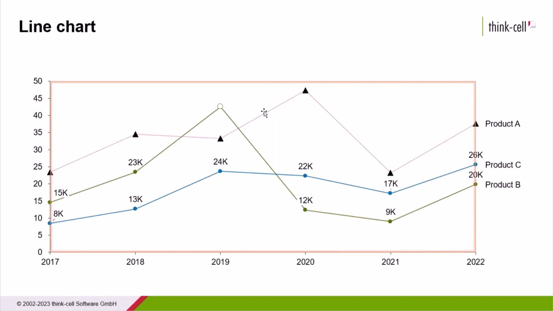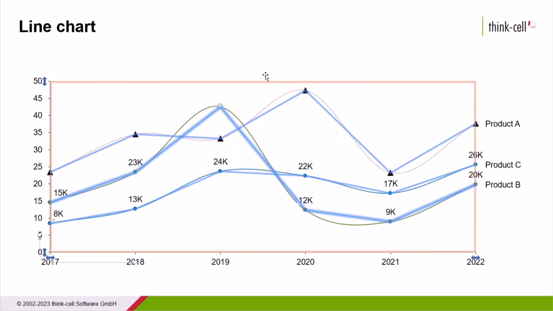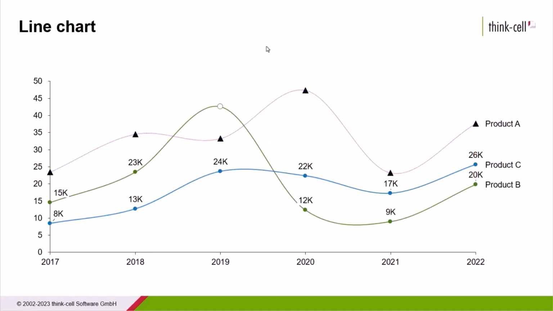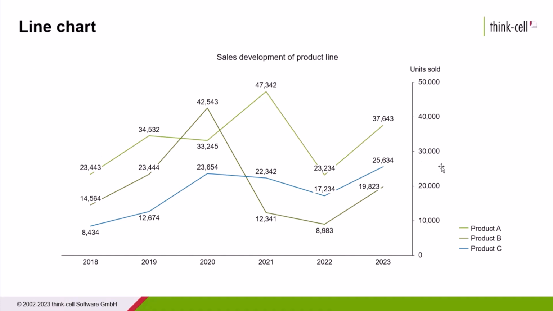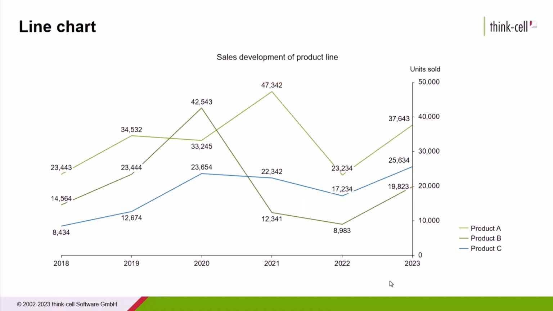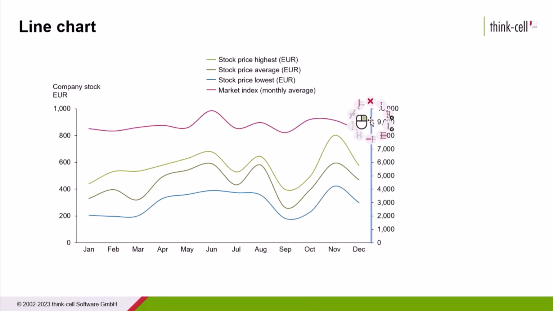If you prefer a smoother appearance of the lines in your chart, right-click on the respective line or multi-selection of lines and choose Set to Smooth Line from the context menu. You may also customize the axes of your chart, for instance by changing the placement of the axis, switching between category and date axis, adding a second y-axis, or axis break.